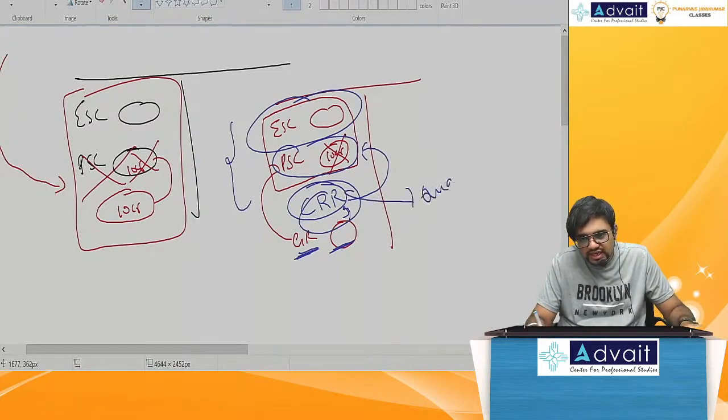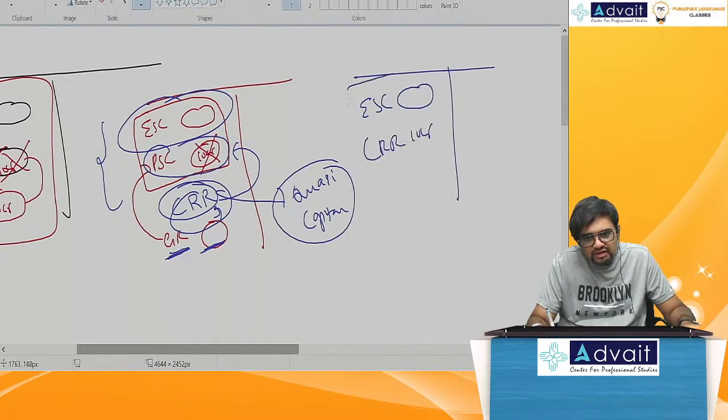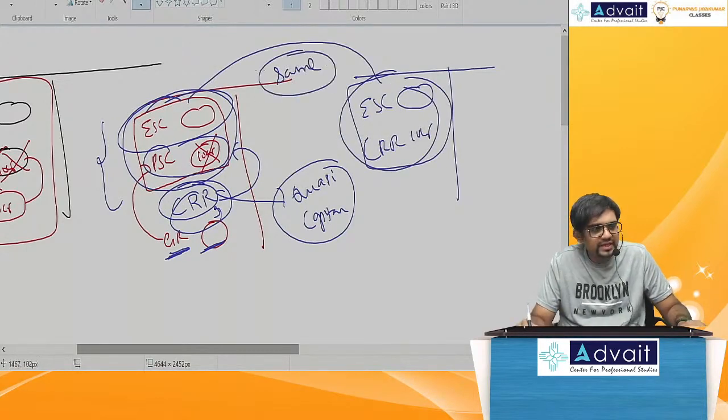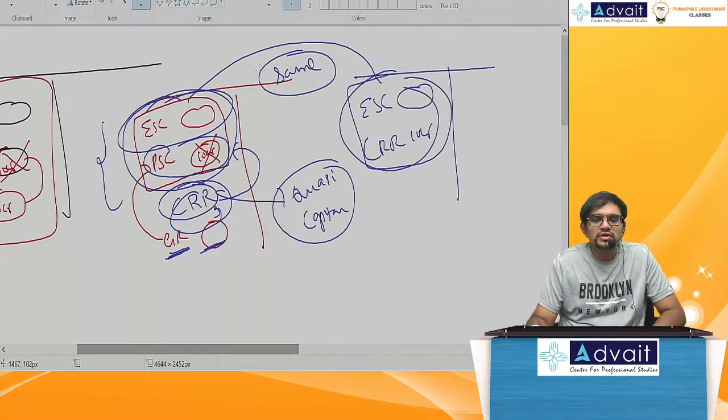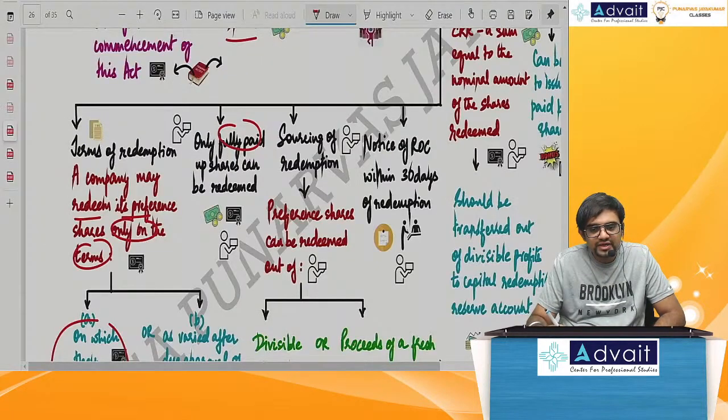CRR is a quasi capital, means it resembles the capital. So now what happens is we have equity share capital and we have CRR worth 10 crore. Basically the capital base remains the same. Got it? So CRR is needed when I touch my general reserve.